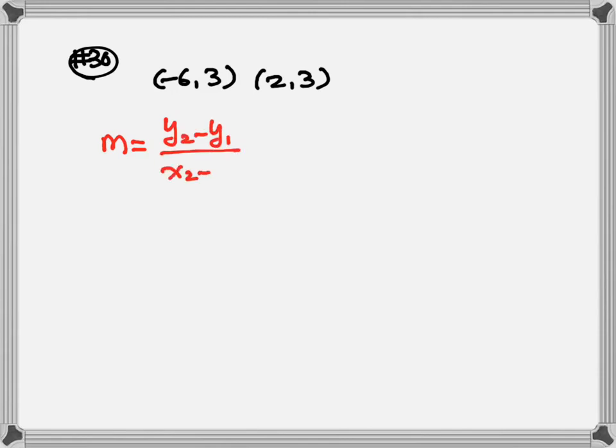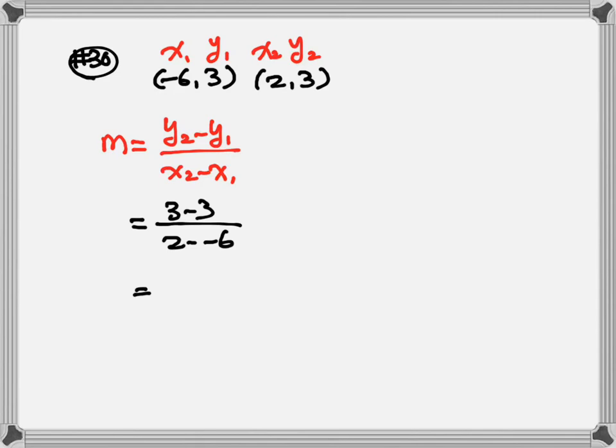For number 30, we have (-6, 3) and (2, 3). Now let's write down the slope formula again. Slope formula: y2 minus y1 over x2 minus x1. So x1, y1, x2, y2. Let's put it into the formula. So it'll be 3 minus 3 over 2 minus -6. So it'll be 0 over 2 plus 6, which is 0 over 8.